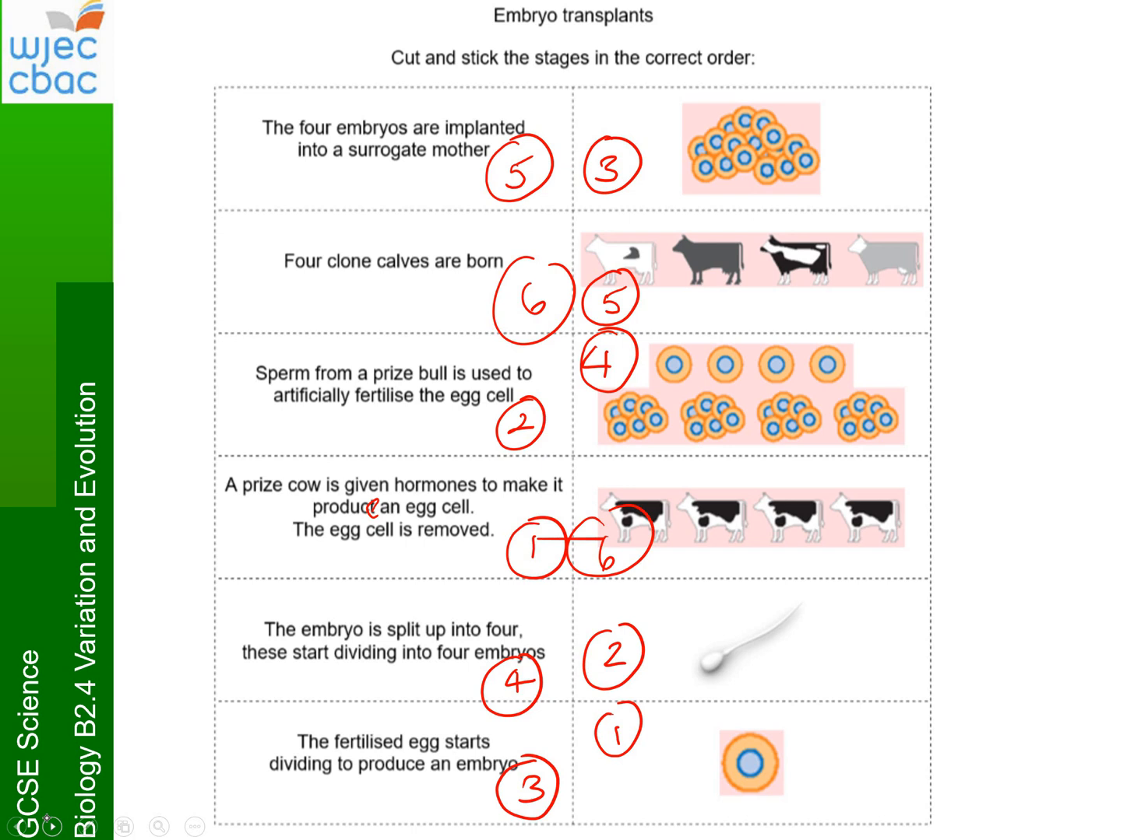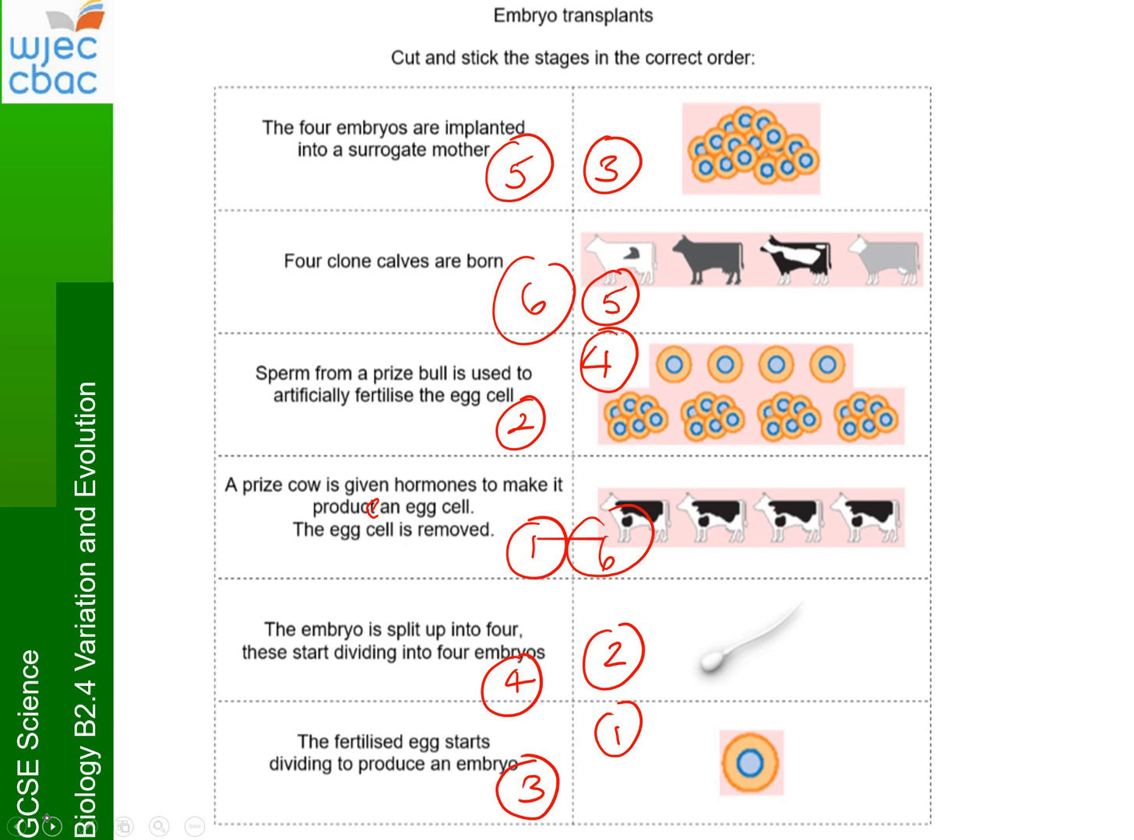So, if we colour code all the ones for tissue culture, we've got, first of all, a small piece of tissue is taken from the plant that you want to grow. It is placed in a substance to help it grow. That would be number 2 for tissue culture. Number 3, after about 12 weeks, roots and shoots start to appear. And number 4, the new organisms are planted.